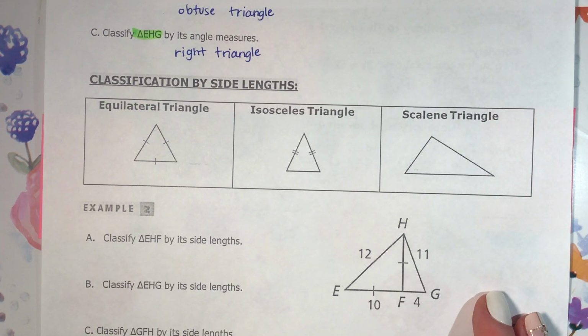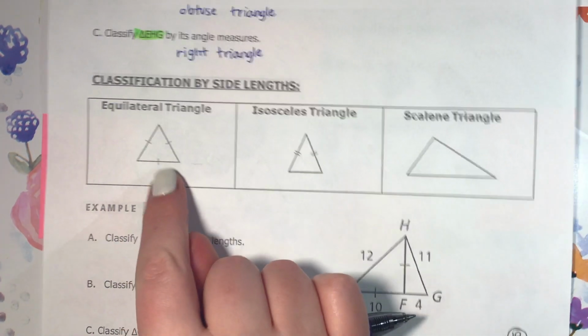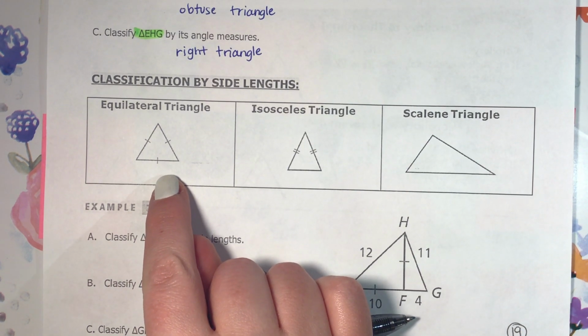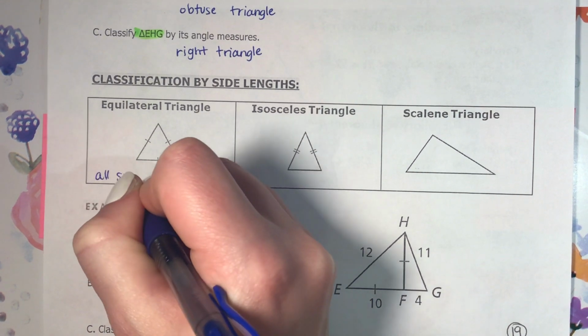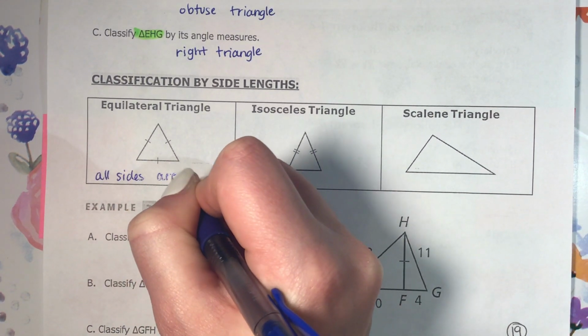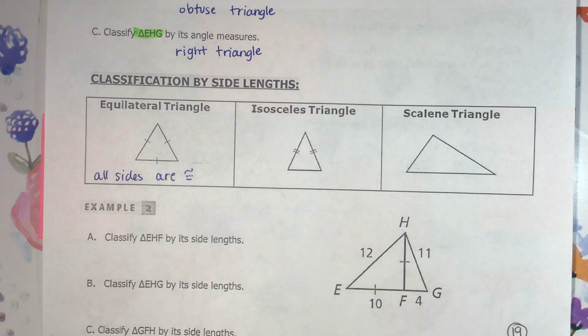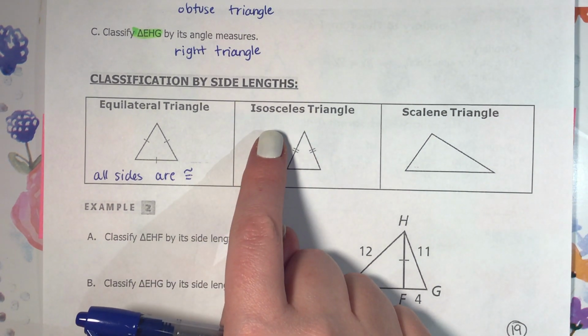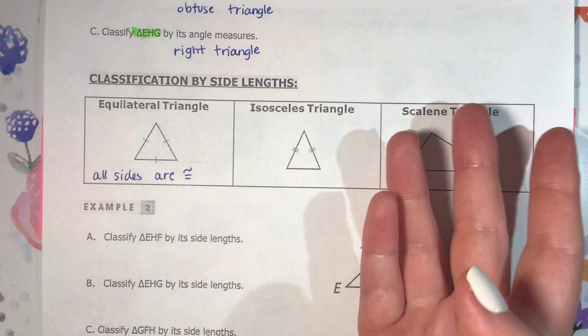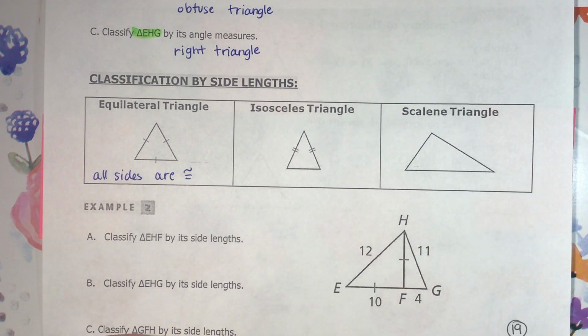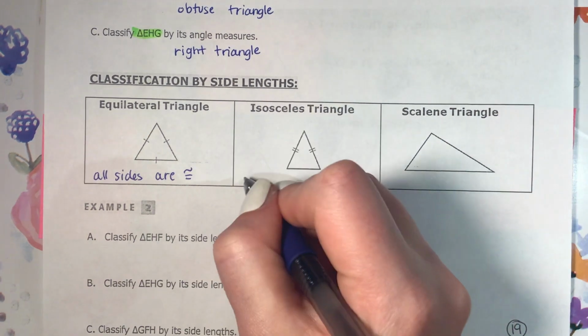We can also classify triangles based off of their side lengths. So here we have something called an equilateral triangle, where all the sides are congruent. We also have something called isosceles. Isosceles is going to be a very popular term that we use in this class based off of just different properties isosceles triangles have. But isosceles triangles have two sides that are congruent.